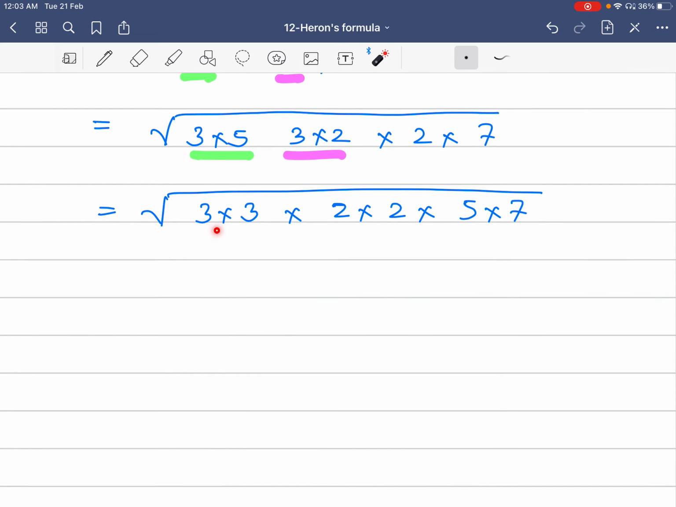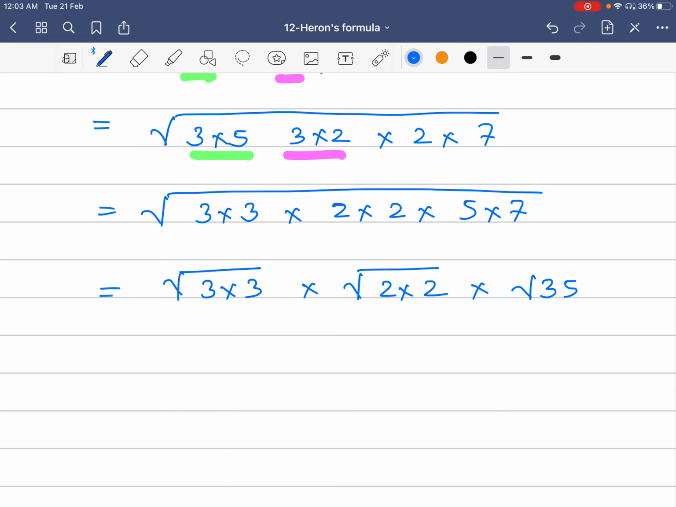Now we know this whole square root operation will be applied to each of these terms. So let's continue. This is going to be square root of 3 into 3, which will be 3. Then it will be square root of 2 into 2, which will be 2. And then it will be square root of 35. So that is going to be 3 into 2 into square root of 35.